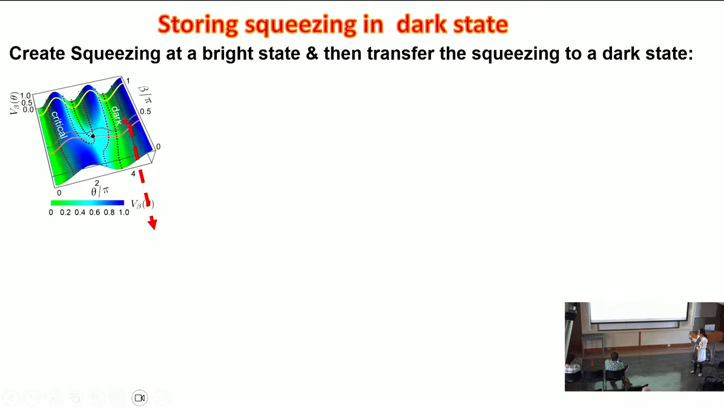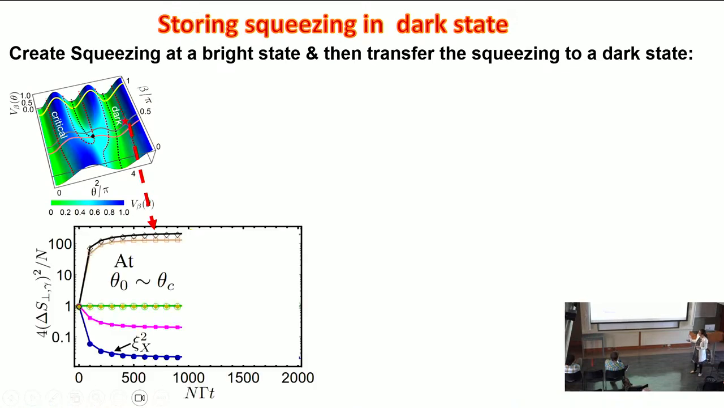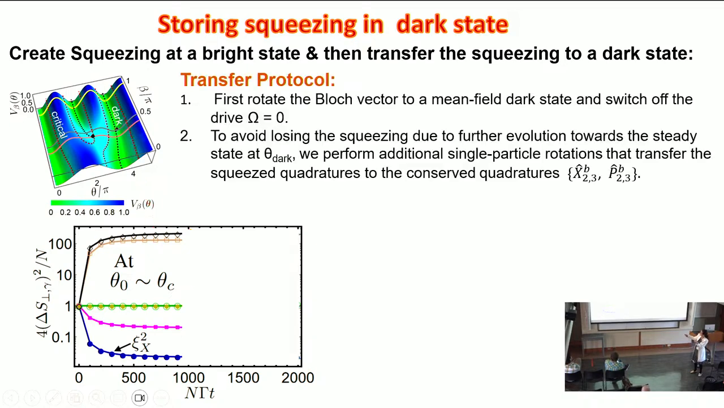There is another protocol where you instead prepare the system on a critical line, and then you have to put the drive on. If you look at the dynamics, you start with an entangled state, then you form the two squeezed quadratures and two anti-squeezed quadratures, and then you generate entanglement. But if you want to preserve it, you have to transfer the entanglement, so you rotate the state by a single particle drive onto the dark point.